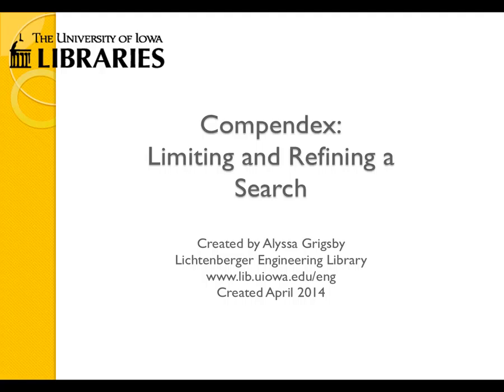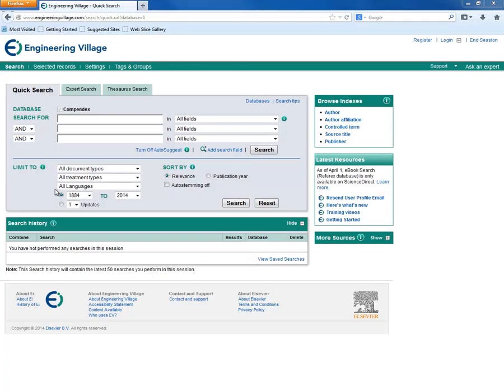This tutorial will describe how to perform a basic search while using limits in Compendex. Sometimes when performing a search, we want to limit the results based on some other criteria. We can do this either before or after we perform a search. Here, we will perform a broad search for diffraction grating.